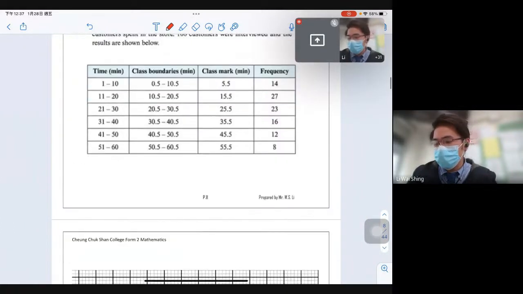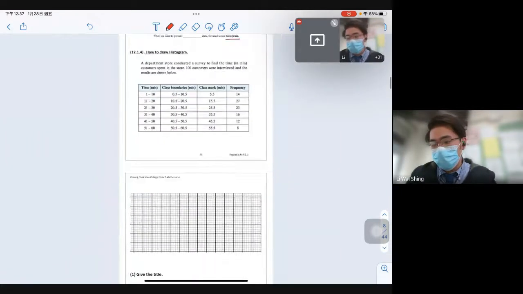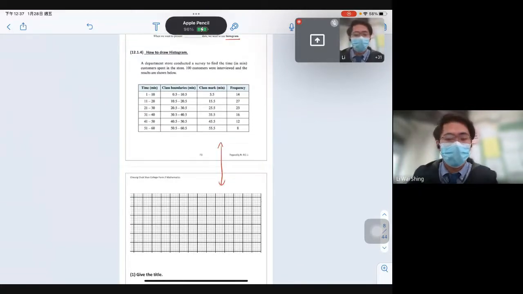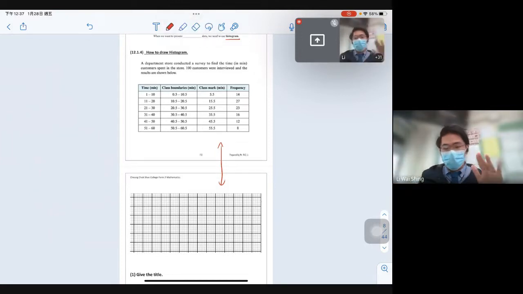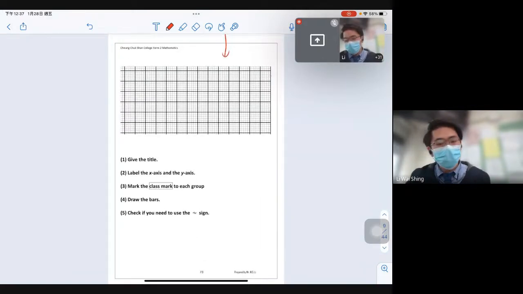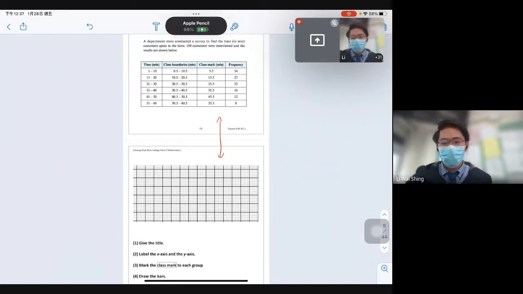Okay, do you remember how to draw the histogram? I hope you remember. Please do it now. I give you 2 minutes to draw the histogram. Use a ruler and pencil to draw the histogram. Here are some steps to remind you. Please do it now. I want to see your figure.